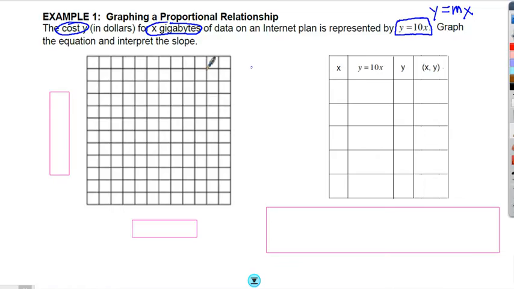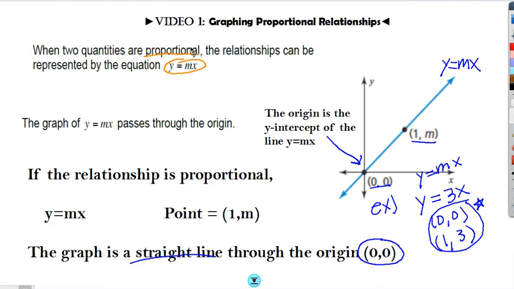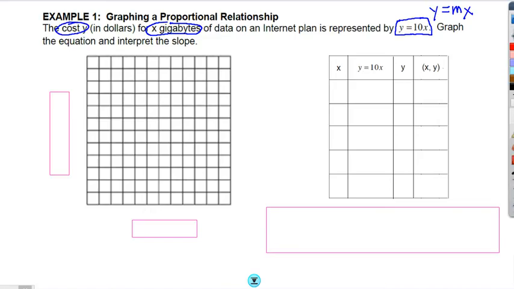What we have to do is graph the equation, and we need to explain what the slope means. So first, when we graph anything, we need to label the axes. And here, we don't need negative numbers because we can't have negative gigabytes, right? We can't have any negative gigabytes. So, let's see. We know that in the equation up here in the notes, y equals mx, m is the value of the point it goes through. In this case, m is 10. Let's write it. That's the m, and m is 10.